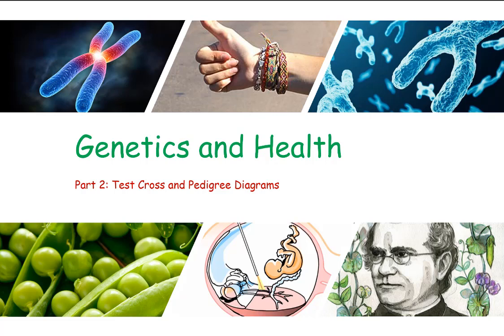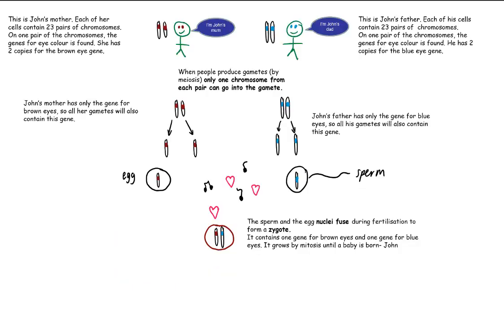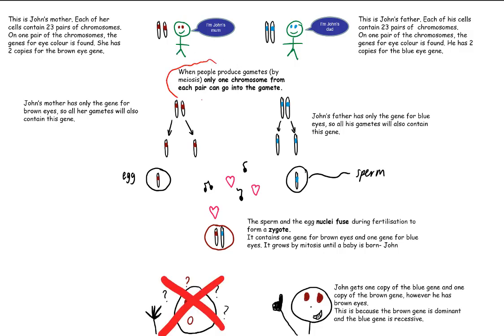Hello, so the next part of genetics and health then is the test cross and pedigree diagrams. So here's some little things we need to remember. We need to remember that meiosis takes place to produce gametes, and gametes have 23 chromosomes per cell. We also need to remember this little fact, that when people do produce gametes, only one chromosome from each pair can go into the gamete.